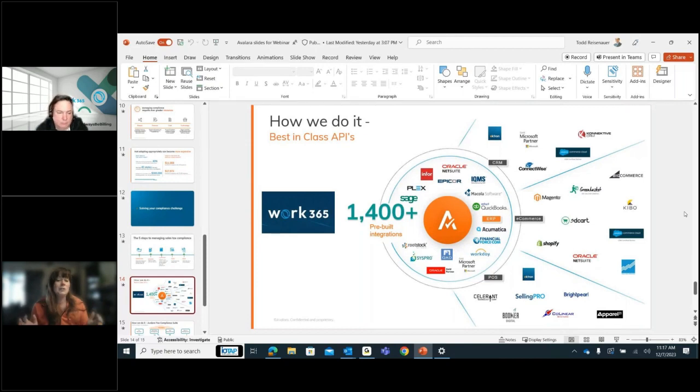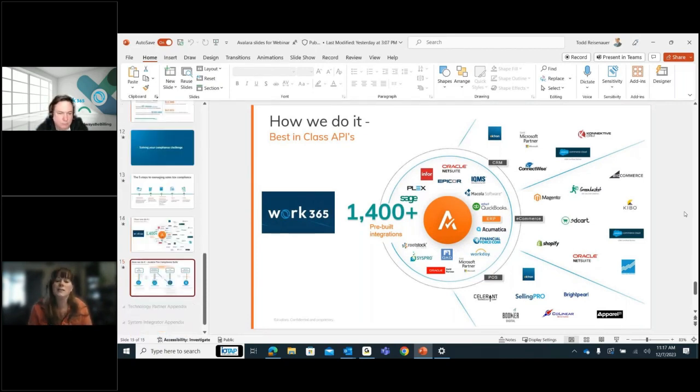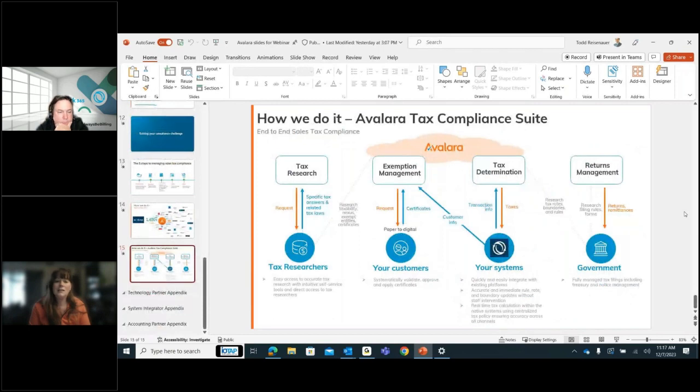And how do we do that? We do that through our APIs. So with our best-in-class APIs, we've built connections to all of the systems that you might be working with. And Work365 is one of our newest connections. So this really gives you, at a high level, the way that the Avalara suite works.